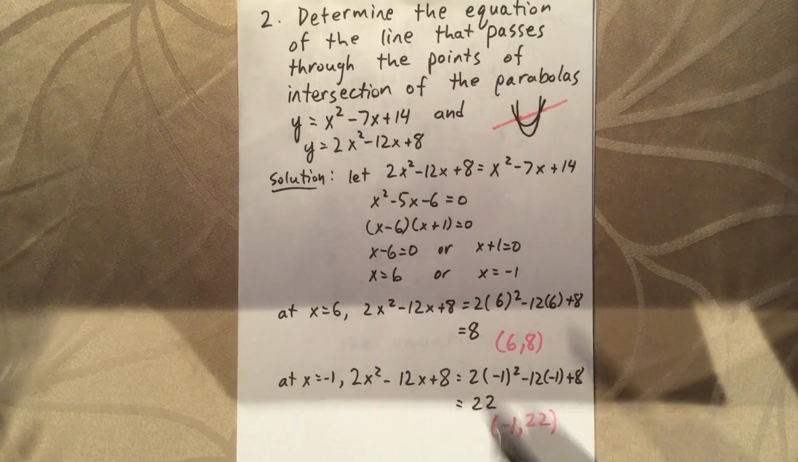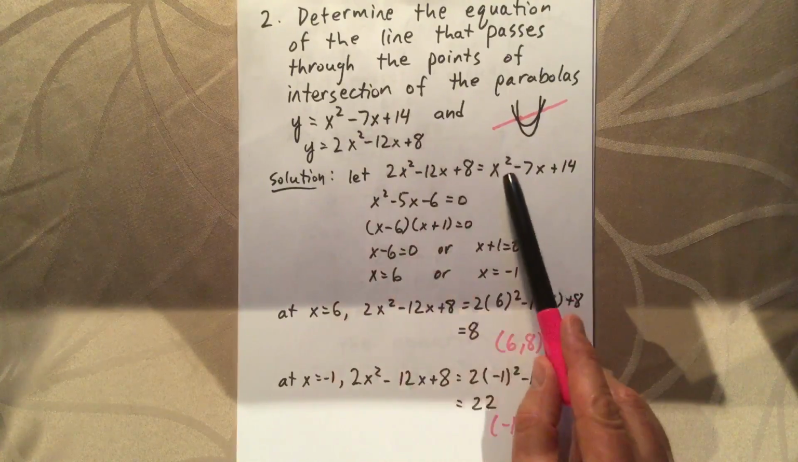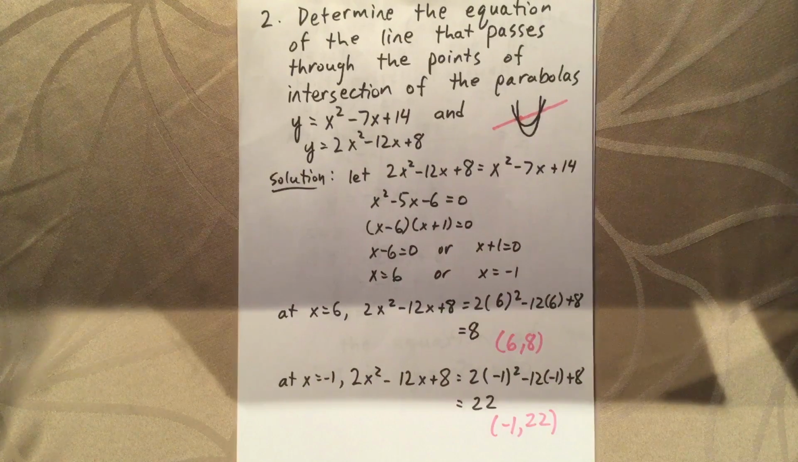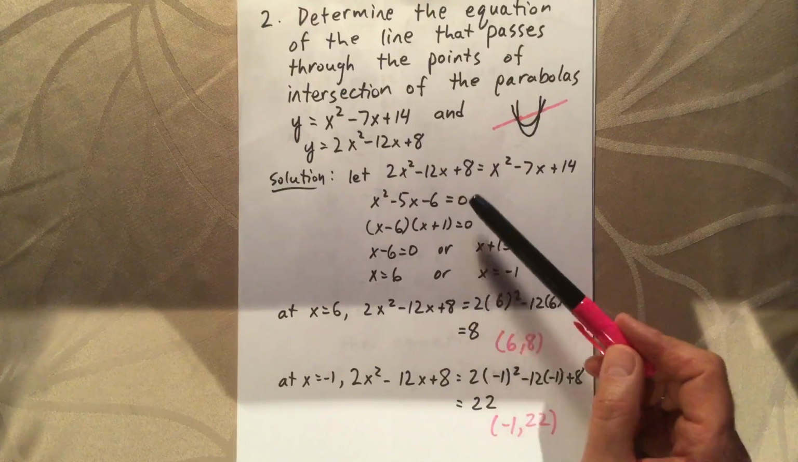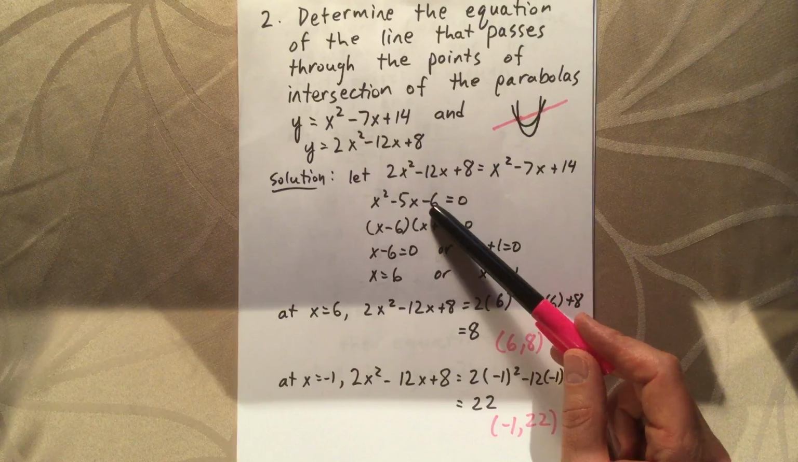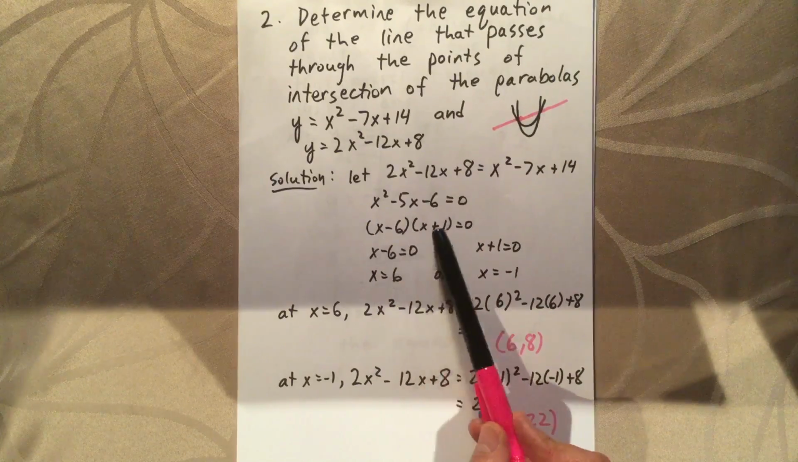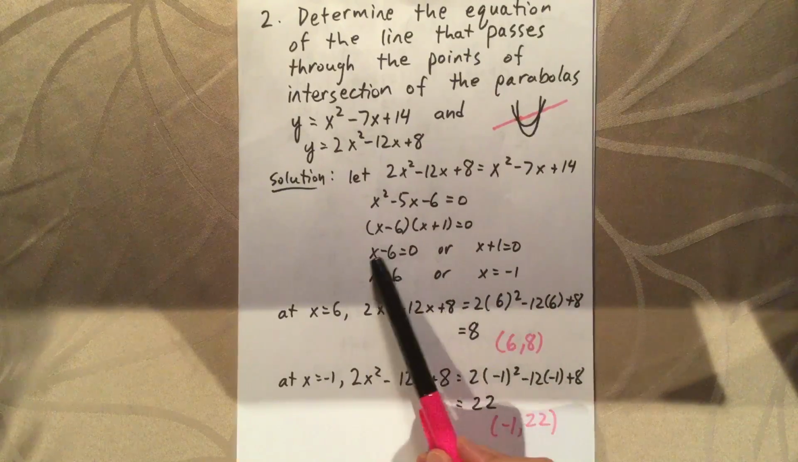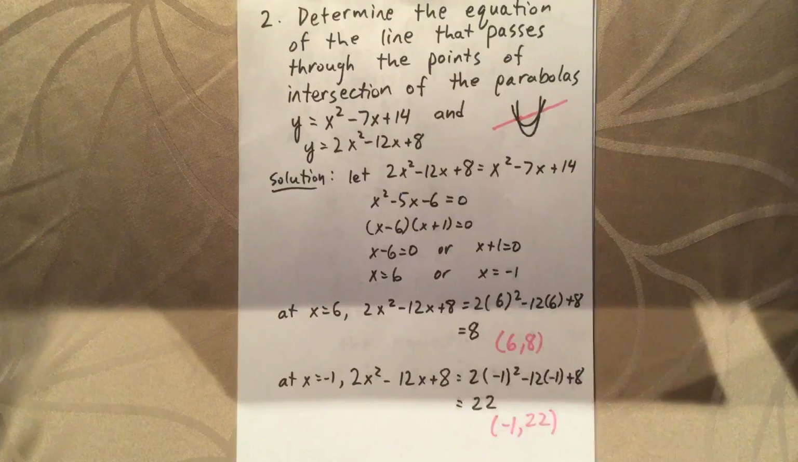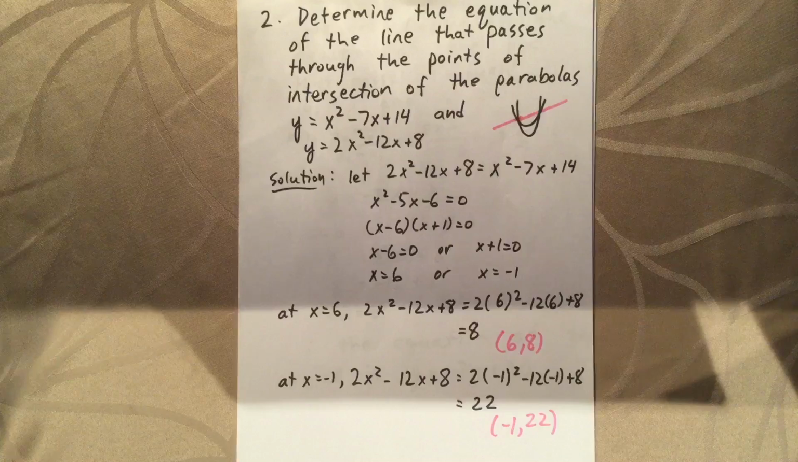Okay, so what we're going to do is we're going to let 2x squared minus 12x plus 8 equal x squared minus 7x plus 14. And we're going to subtract x squared from both sides, add 7x to both sides, and subtract 14 from both sides, and we get this. Now we want two numbers that multiply to negative 6 and add to negative 5. So those two numbers are negative 6 and positive 1. So x minus 6 times x plus 1 equals 0. That means x minus 6 is 0 or x plus 1 is 0. So that could mean that x is 6, or it could mean that x is negative 1.